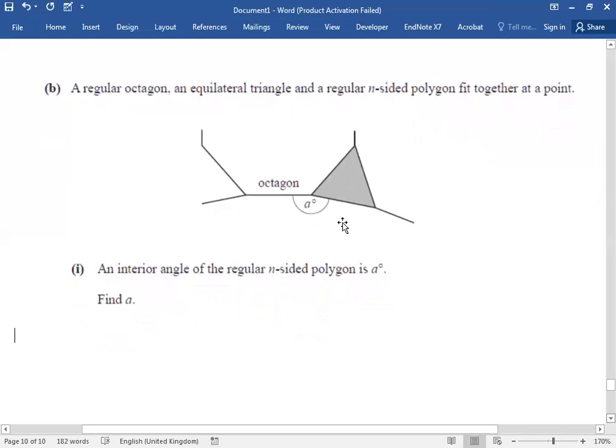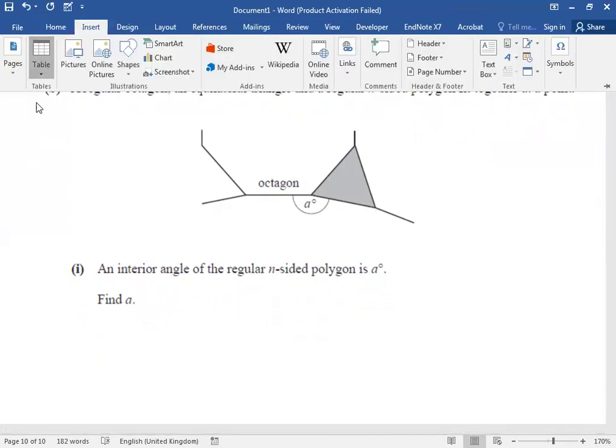A regular octagon, an equilateral triangle, and a regular n-sided polygon fit together at a point. The interior angle of a regular octagon we just found out is 135. This is an equilateral triangle, its angle is 60, and we do not know A. So how do we find the value of A first?